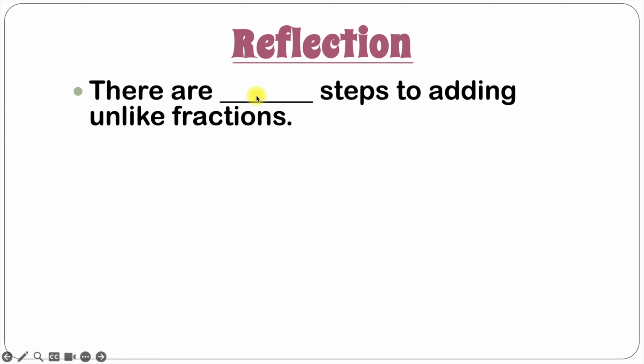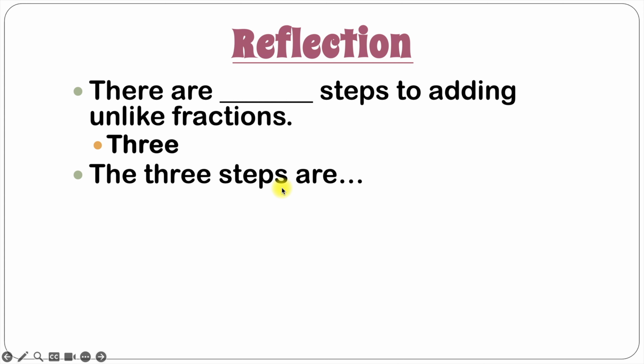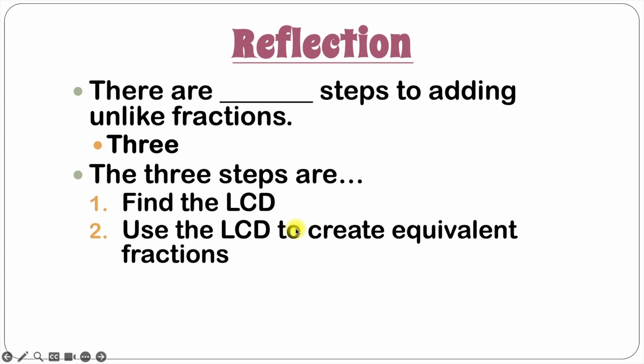There are blank steps to adding unlike fractions. Well, there are 3 steps. The 3 steps are: 1. Find the LCD. 2. Use that LCD to create equivalent fractions. And 3. Add the numerators. So there you have it, Math Aces. Everything you'll need to know about how to add unlike fractions.